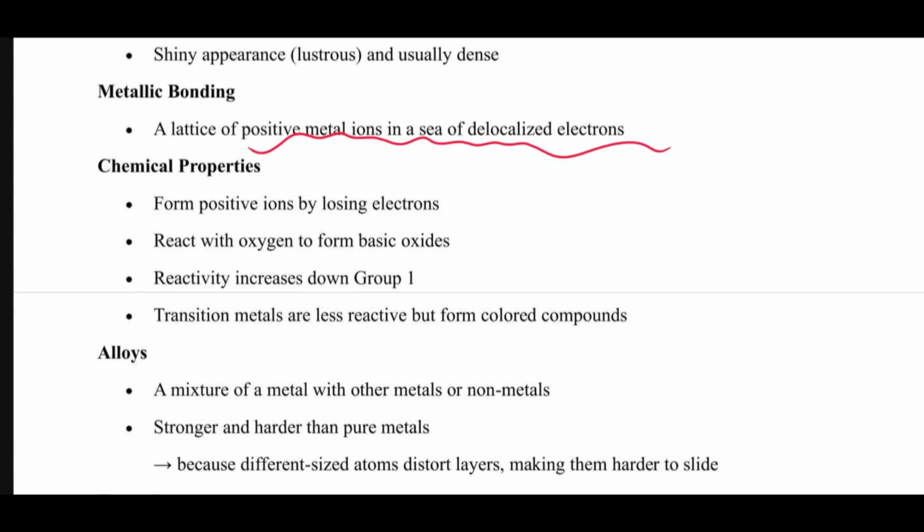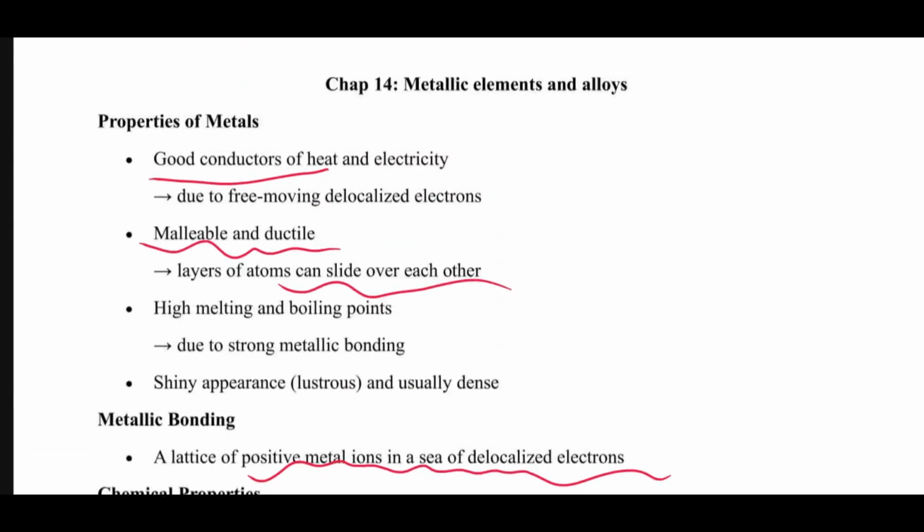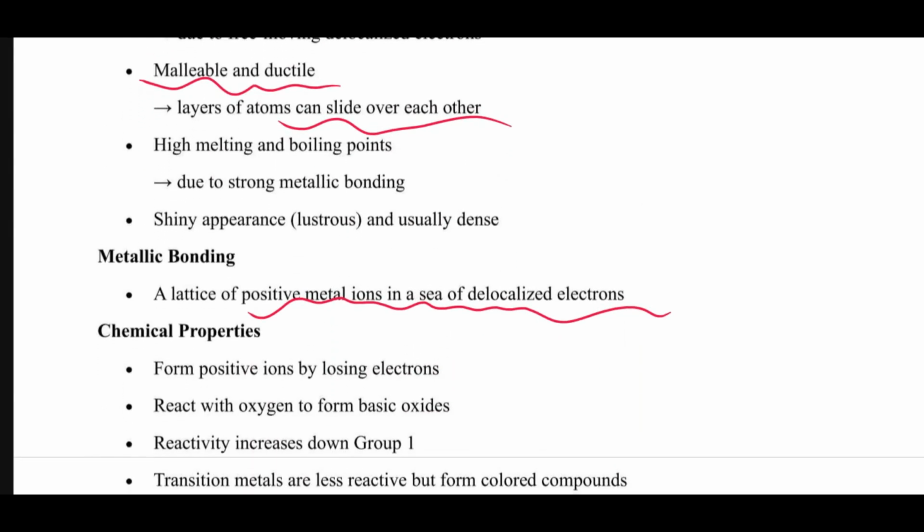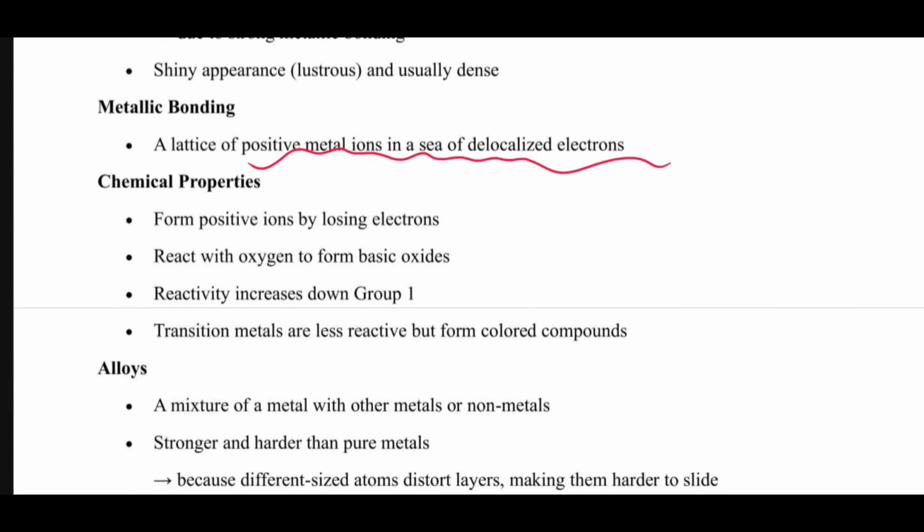Let's come to the chemical properties of the metals. We have already discussed the physical properties: good conductor of electricity, malleable, ductile, high melting and boiling points. Now let's come to their chemical properties. The first chemical property is that they make positive ions. Metals always make positive ions. They will never make negative ions. It's not possible for metals to gain electrons. Usually they will lose electrons, so they always make positive ions by losing electrons. This is the first chemical property.